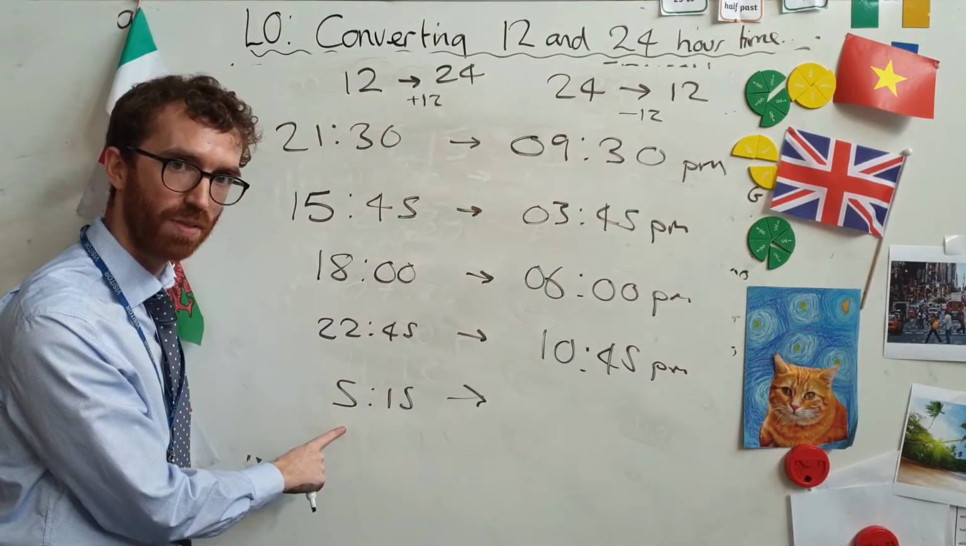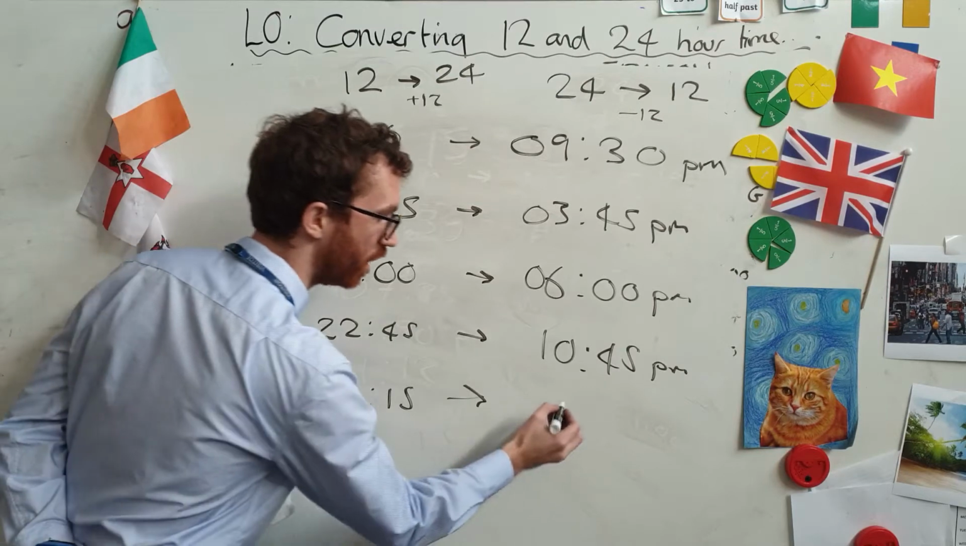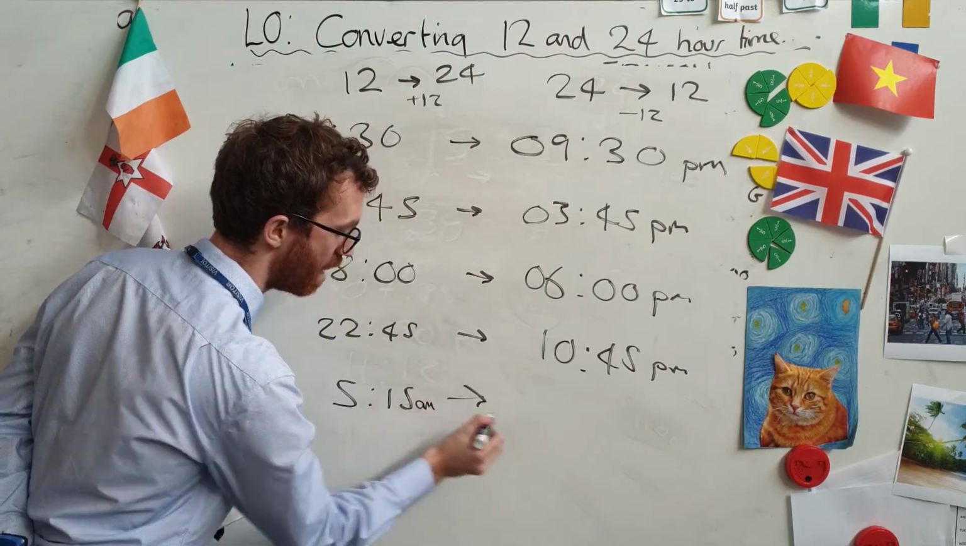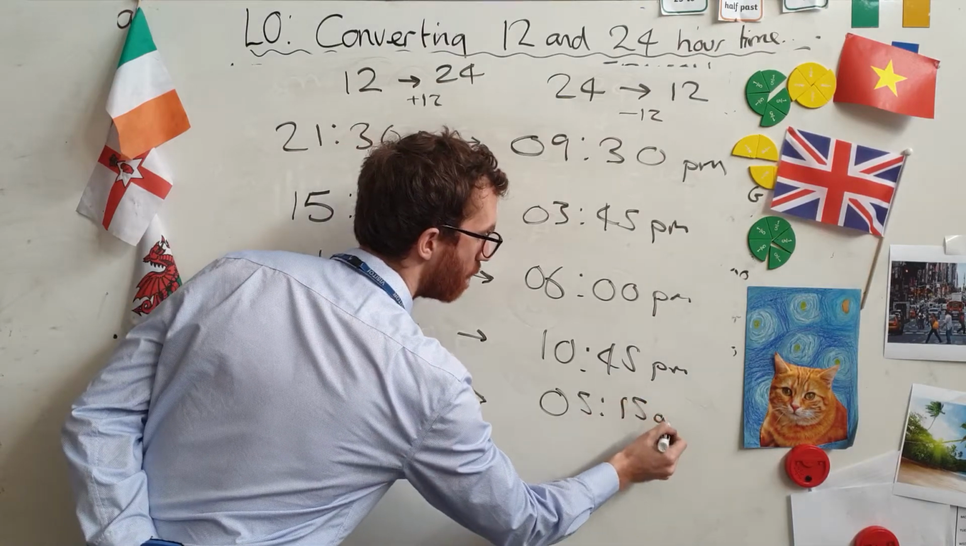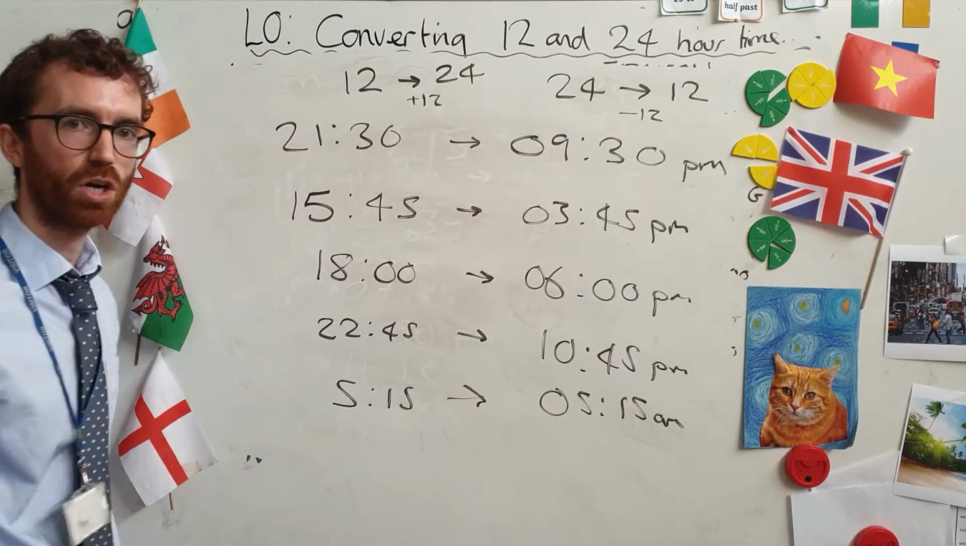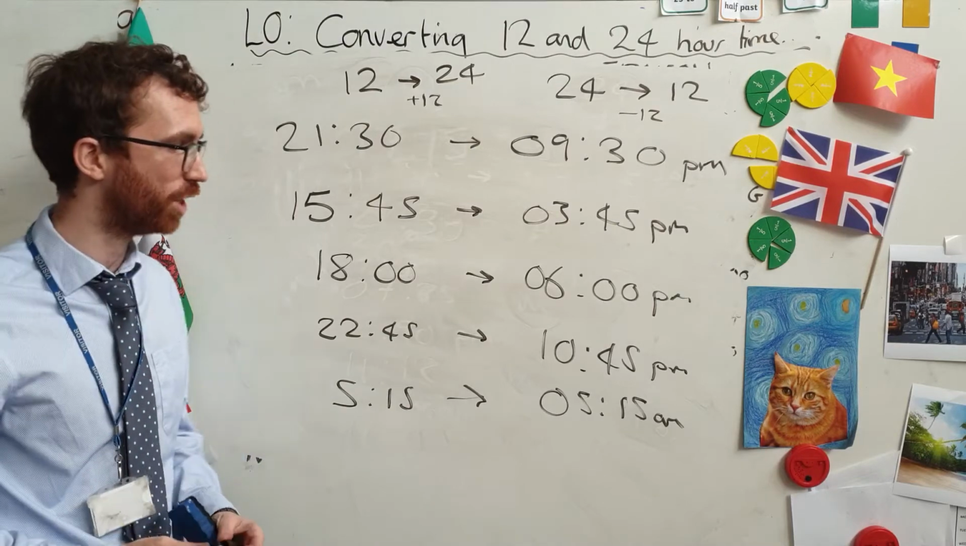5:15, did you get tricked by this one? Don't need to do anything. 5:15 is actually AM, and it's just 5:15 AM. Don't need to put AM on a 24-hour clock because it's less than 12. It tells me it's in the morning.